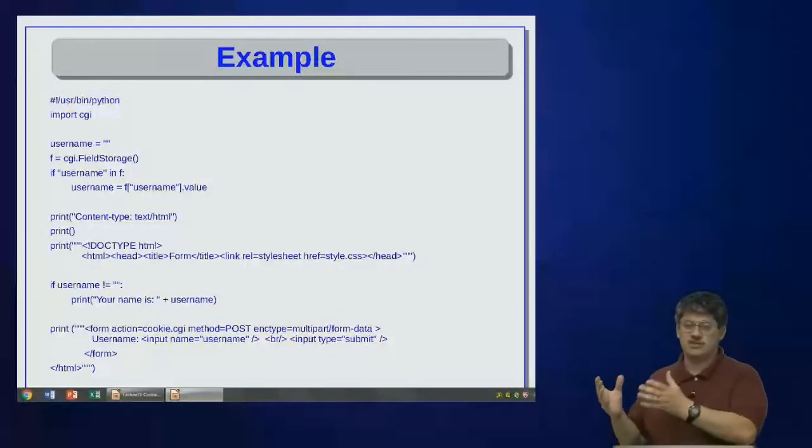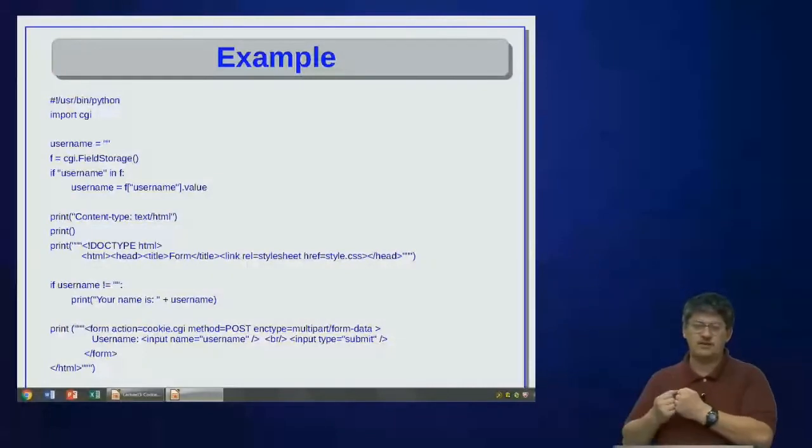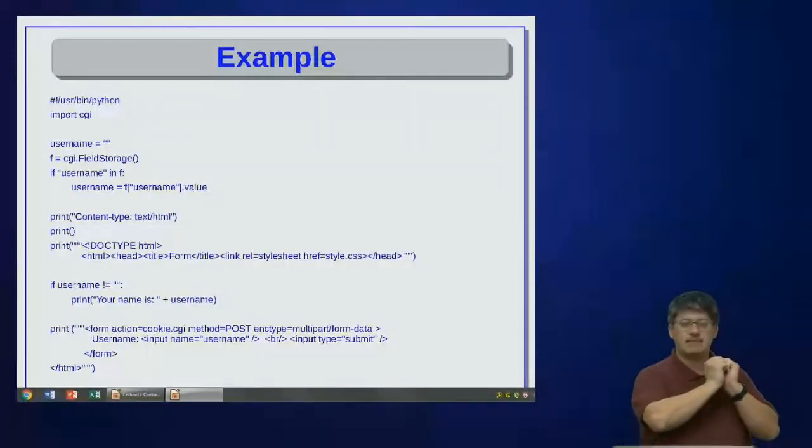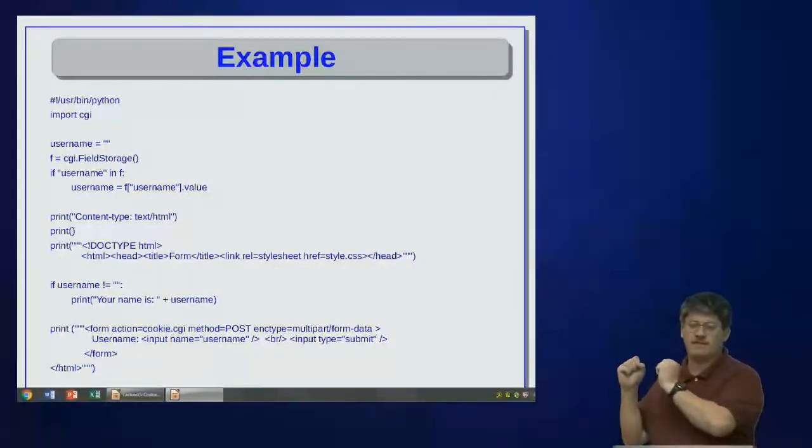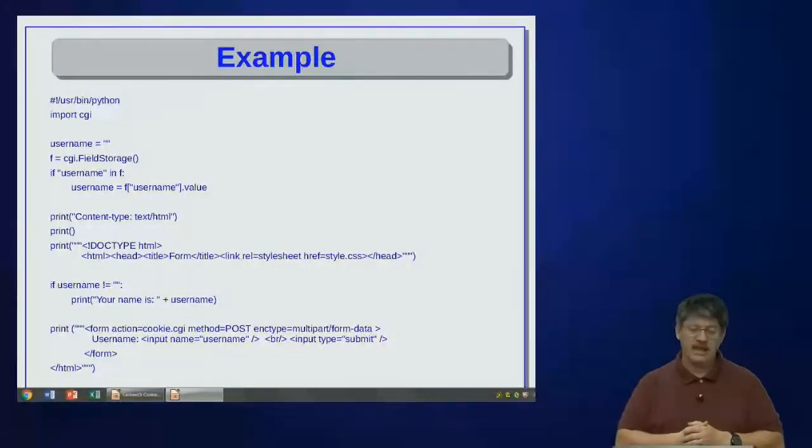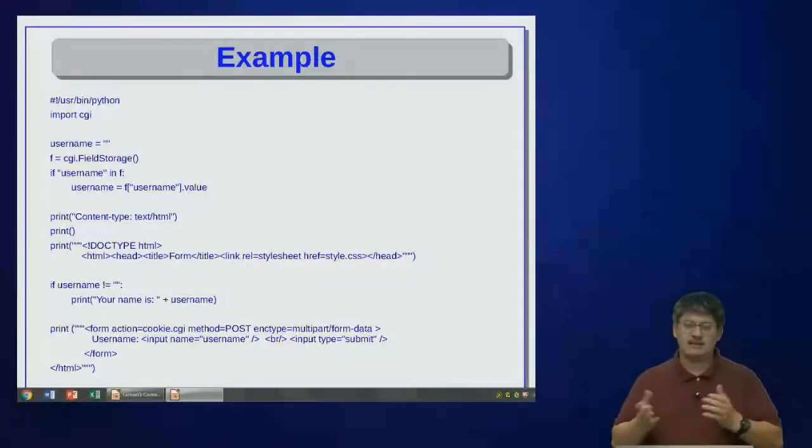So I'm going to use cgi.FieldStorage to fetch data values from a form and put them in an object named f. f is going to hold my form data. And then I can check if there's a username in f. Then I can fetch the username by saying username gets f['username'].value. This is a little different from what I showed you before. This is the new Python 3 way to do things.